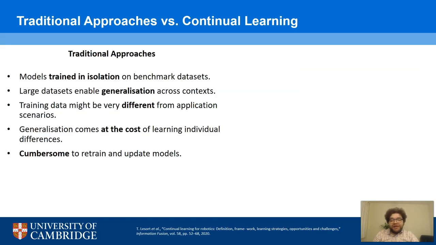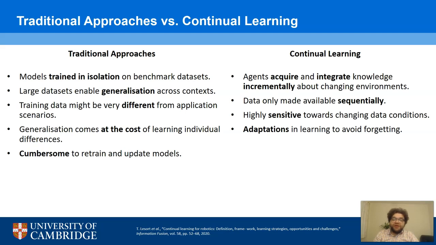Well, robot capabilities are a result of models trained and fine-tuned in isolation on large benchmark datasets. This training, however, can be vastly different to real-world interaction settings and require robots to follow a cumbersome and costly process of relearning and adaptation. Continual learning, on the other hand, enables incremental integration of knowledge with sequentially made available data. These models are highly sensitive to data conditions, adapting with new information without forgetting the old.